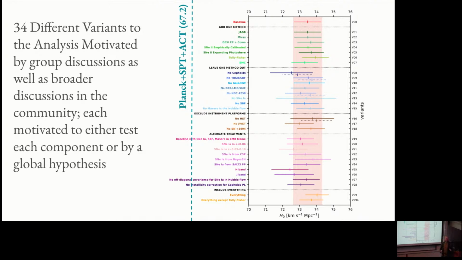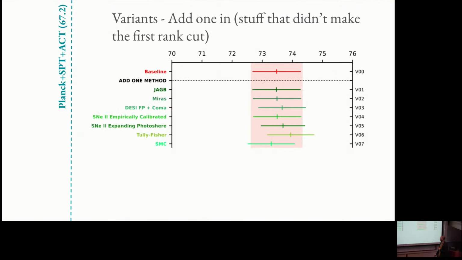We did not explore variance, and this was a consensus choice. We did not explore variance where we just start throwing out a bunch of data sets without any specific hypothesis, just so we could try to get a weird H0 relative to our baseline. That was not what we're doing. Everything is motivated. Okay, so we have the add one in variance.